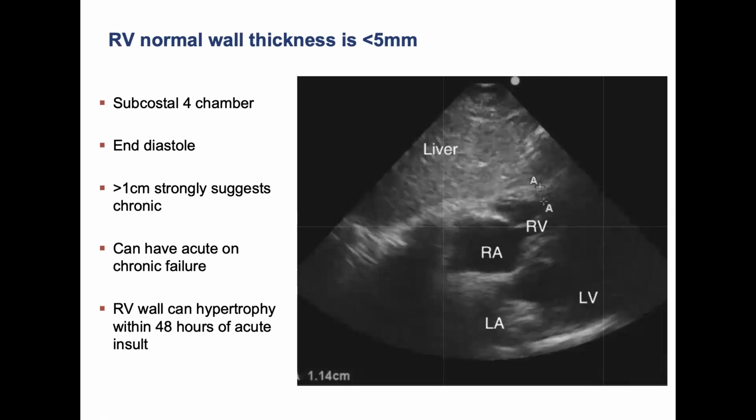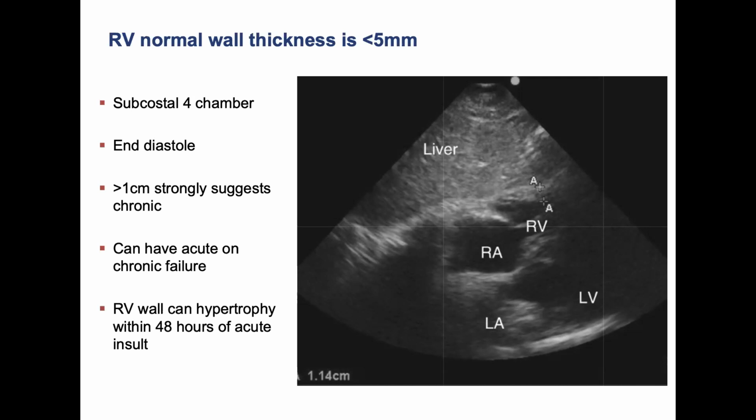So a normal RV wall thickness is less than 5 millimeters. This is a subcostal four-chamber view. Again, here's the liver, RV, LV, RA, LA. This is one of the best places to measure because you can see the wall very clearly right next to the liver here. You're going to measure during end diastole, so give the right ventricular wall the chance to be the thinnest it's going to be.